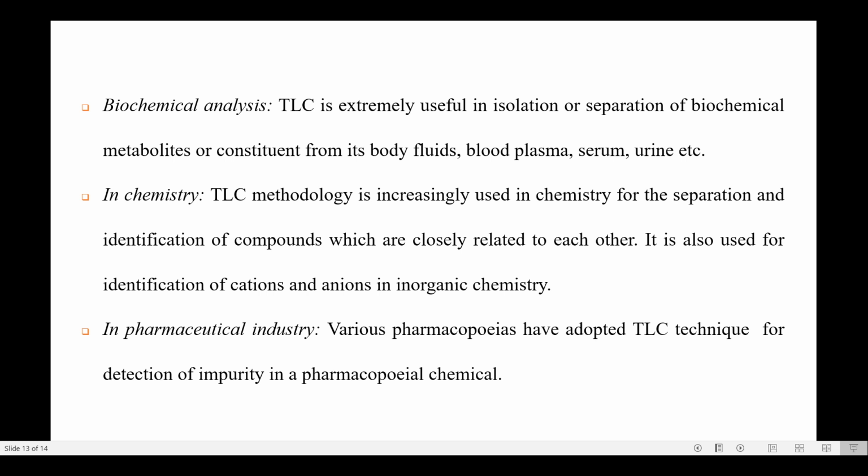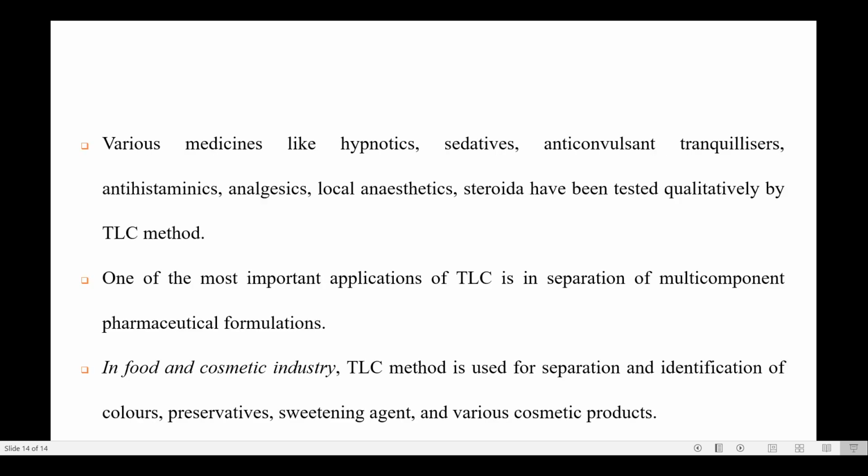Various pharmacopoeias have adopted the TLC technique for detection of impurity in a pharmacopoeial chemical. Various medicines like hypnotic sedatives, anticonvulsant tranquilizers, analgesics, local anesthetics, etc., have been tested quantitatively and qualitatively by the TLC method.